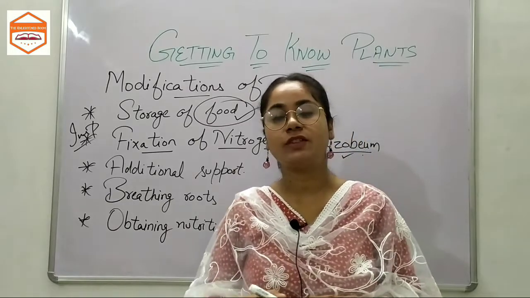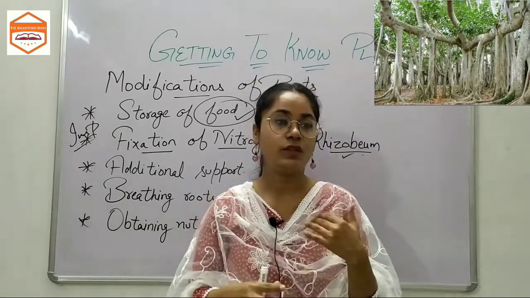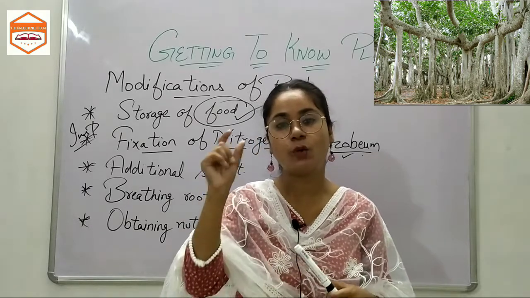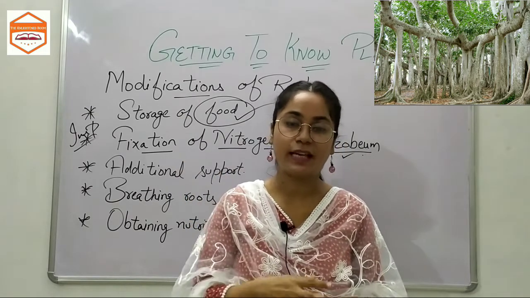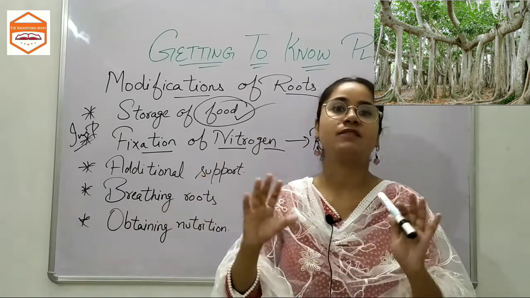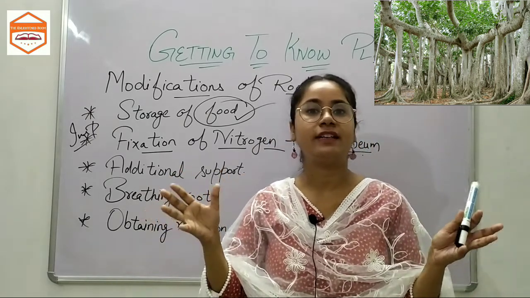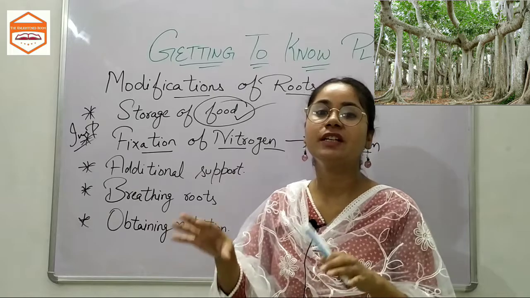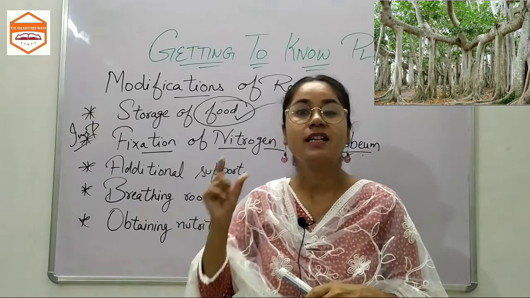Now for the third point we have additional support. In the point of additional support, you have to take a look at the banyan tree. In case of the banyan tree, you would see some rope-like structures hanging down from the branches of the banyan plant. Now these rope-like structures help the plant, because that plant is very huge, it is very big, and it is not easy to be that big on the ground. So these rope-like structures help the plant to stay at its position, to not let it fall down easily, and they support the plant.